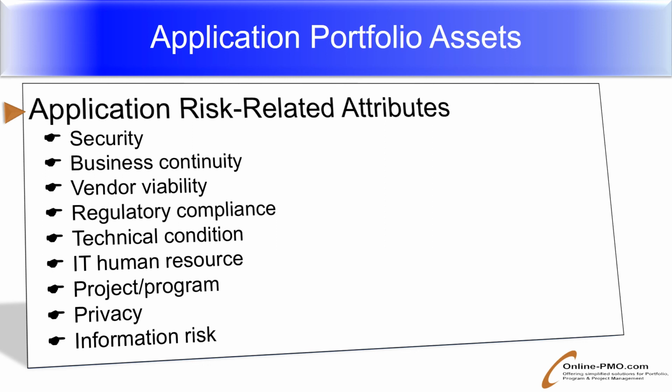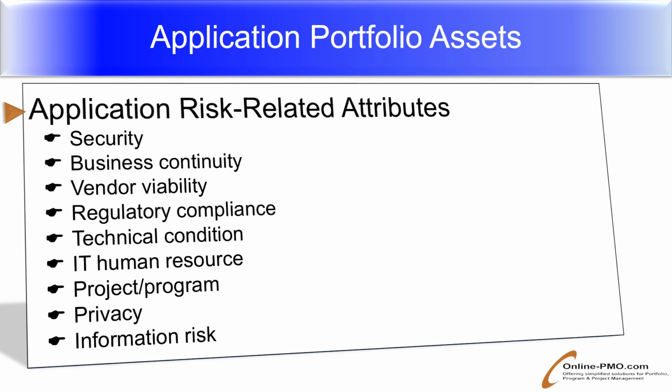Project and program: as applications require modifications, projects and programs are developed that carry their own risks of failure, running over budget, missing deadlines, and possibly introducing defects into the operational ecosystem. Privacy: the increasing focus on privacy will likely drive many companies to raise this attribute out of the regulatory compliance bucket, and make it a standalone attribute that is tracked.